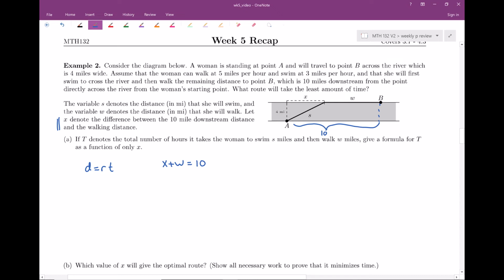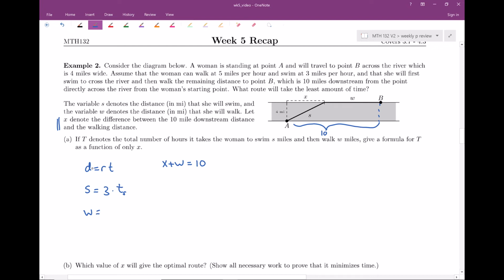And so we have different types of distances, right? We have a swimming distance and we have a walking distance. So we could say the swimming distance is going to be equal to her swimming rate times her swimming time. So we can use maybe little subscript notations to use swimming, right? And in fact, we see that she can swim at 3 miles per hour. So her rate is going to be 3 here.